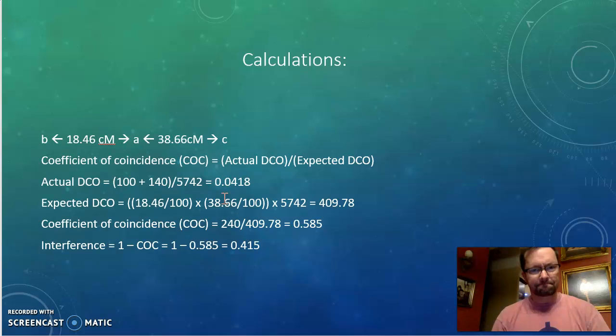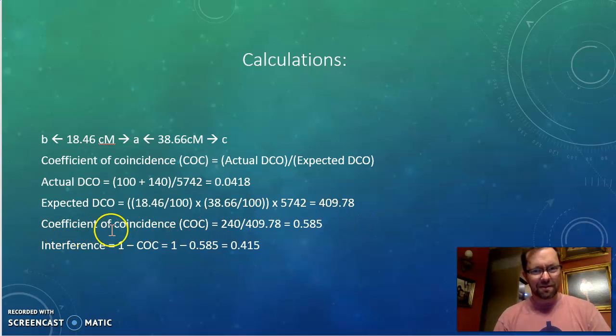and it gives us 0.0418. And the expected, I had to dig around to find this. For the expected double crossover, I take the 18.46 here and the 38.66, divide both of those by 100 and multiply that times 5,742, which gives us 409.78.